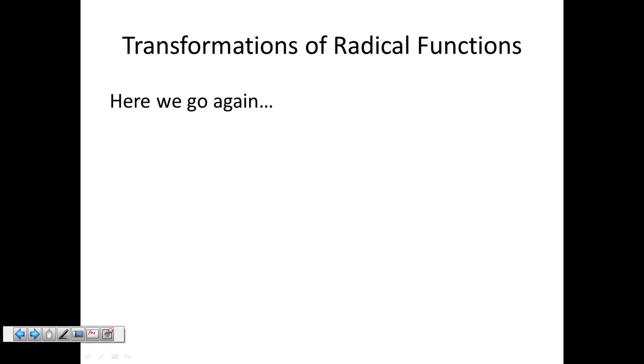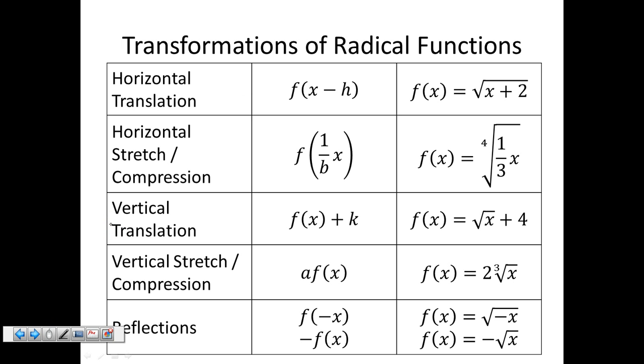Now, we've got to talk about transformations of radical functions. Really, this is more of the same stuff. We've talked about transformations all over the place. We talked about transformations with linear functions, with quadratic functions, with polynomials. Now it's our time to talk about transformations of radical functions. So, again, all the same stuff applies.